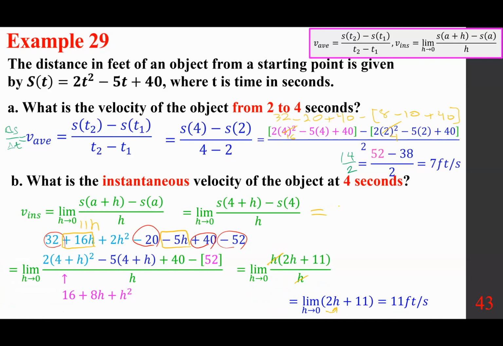Please understand this is ds dt. Delta S over delta T means the average rate of change. This means instantaneous rate of change, okay? But the units are the same because of this, okay? The units are the same.